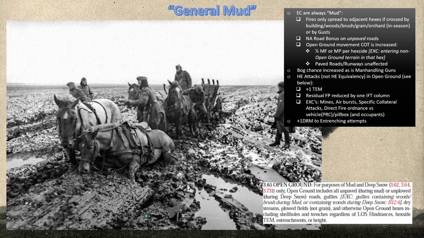Regarding HE attacks, these are only HE attacks, not HE equivalency, i.e. HEAT, in open ground. You get an extra +1 because of the cushioning effects of the soft ground. Any residual fire is going to be shifted one column over, with the exception, of course, of those mines, airbursts, specific collateral attacks, any kind of direct fire ordnance versus the vehicles, including its passengers, riders, and crew, and/or the pillbox and its occupants. Finally, there is going to be a +1 to entrenching attempts.